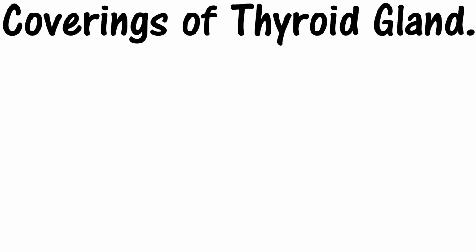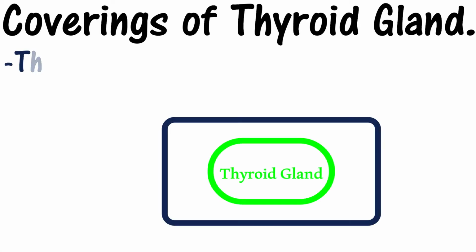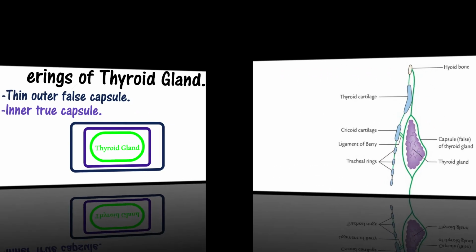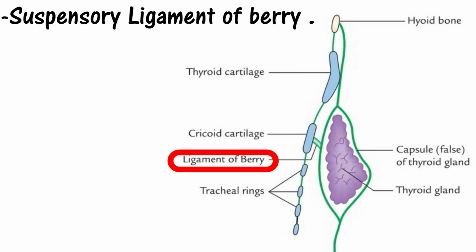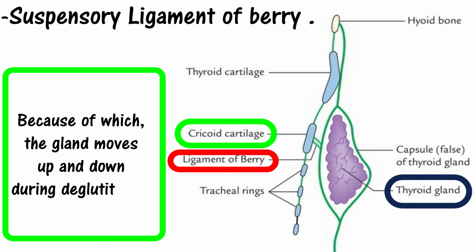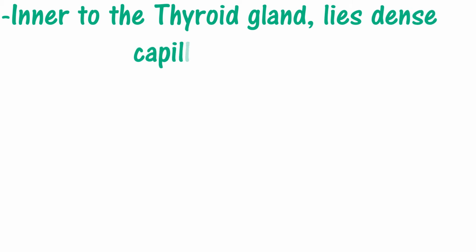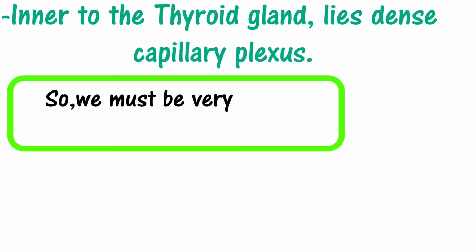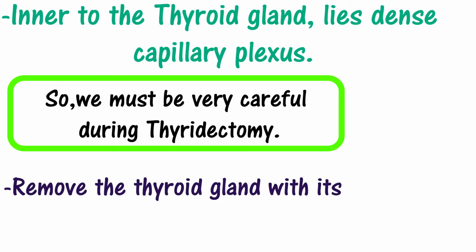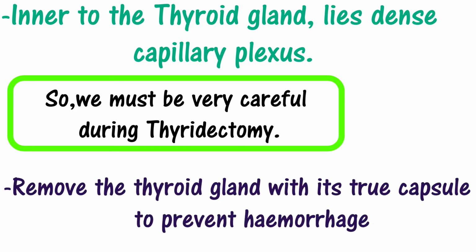Now, let's come to the coverings of the thyroid gland. The thyroid gland is covered by a thin outer false capsule and an inner true capsule. A suspensory ligament of Berry is present that connects the gland with the cricoid region, because of which the gland moves up and down during deglutition. Inner to the thyroid gland lies a dense capillary plexus, so we must be very careful during thyroidectomy and remove the thyroid gland with the true capsule to prevent any type of hemorrhage.